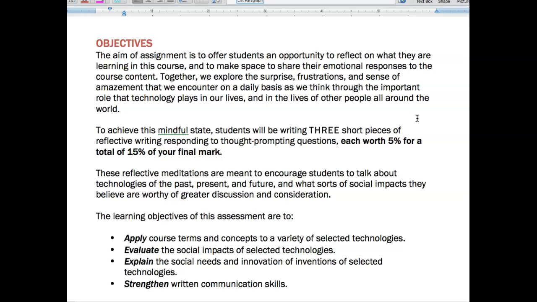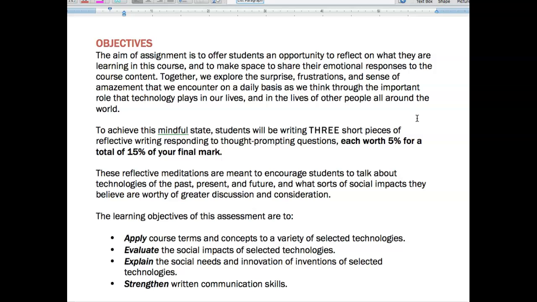So the aim of this assignment is to give you an opportunity to reflect on what you've been learning in the course, as well as how to make space and share your emotional responses to the course content. Oftentimes when we learn things in an educational setting, we don't necessarily have time to process it and assess why we feel certain ways about the learning material. Some of it might make us really happy and interested. Some of it might make us a little grumpy or sad, and some of it might even make us quite angry and frustrated.